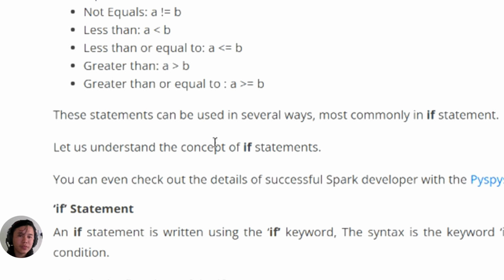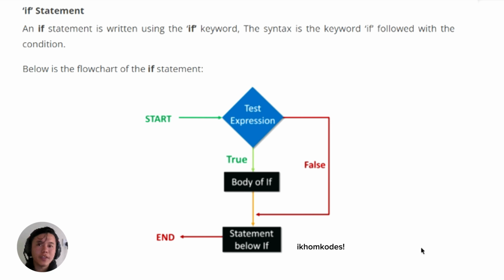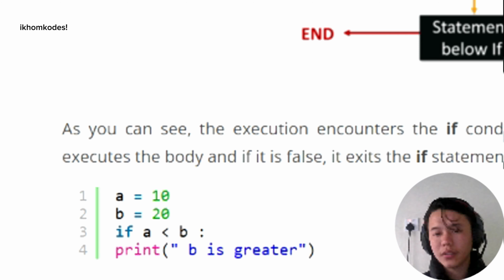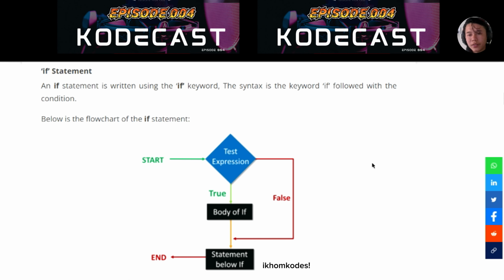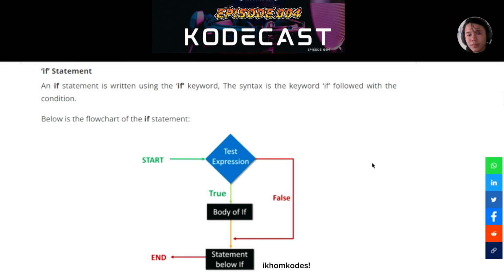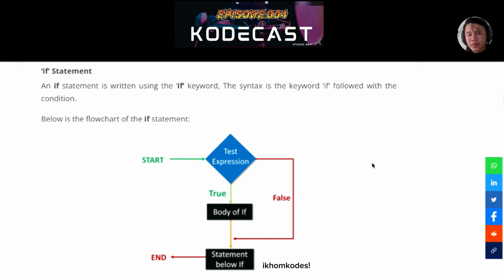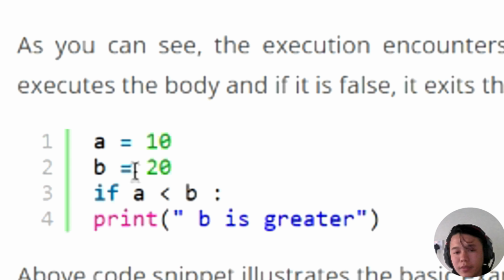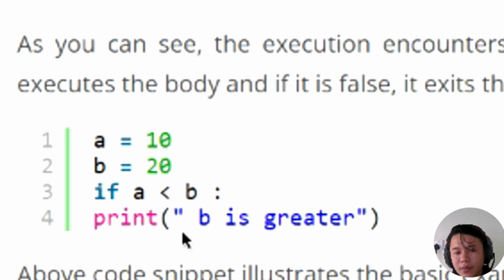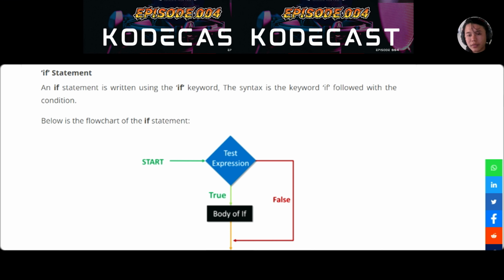These statements can be used in several ways, most commonly in if statements. Let us consider the concept of the if statement. An if statement is written using the if keyword. The syntax is the keyword if followed by the condition. This is the illustration of an if statement. As you see, the execution encounters the if condition and acts accordingly. If it is true, it executes the body, and if it is false, it skips it. For example, a is equal to 10, b is equal to 20. If a is less than b, print b is greater. Something just like that, okay?